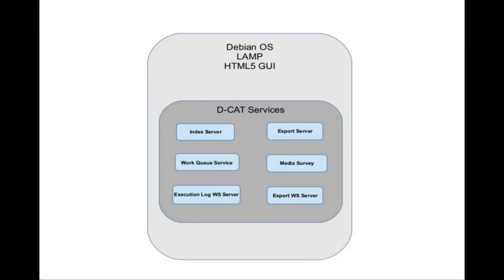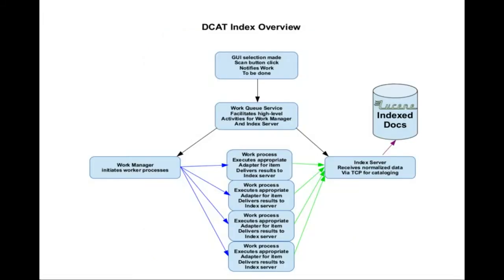Taking a closer look into the execution of the scan itself, once a drive or drives have been selected for cataloging, the work queue manager is notified, and it facilitates execution of the work manager against those selections. The work manager dispatches worker processes which execute the appropriate adapter for the file in question. The resulting information is delivered to the index server for cataloging in the Lucene data store. This architecture is designed to enable a server-based implementation with minimal effort.